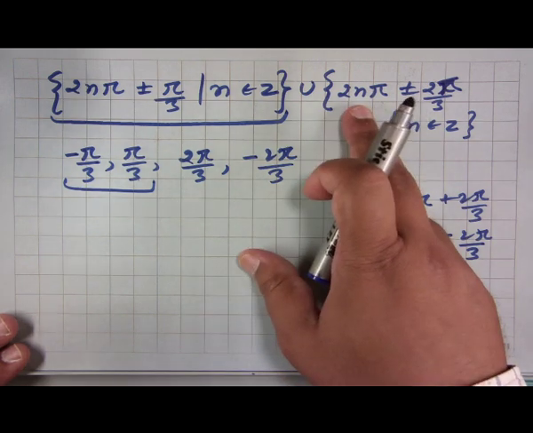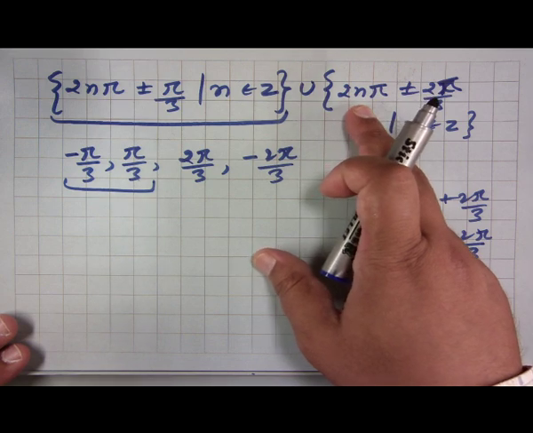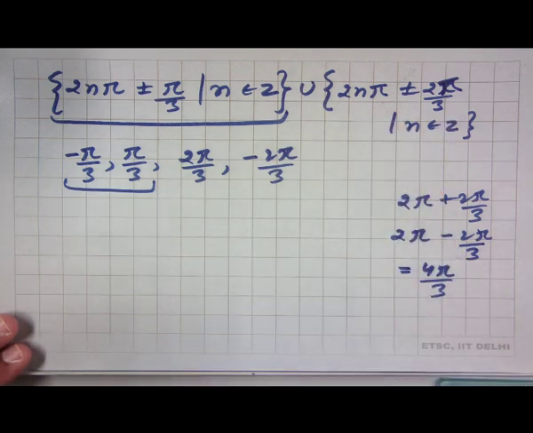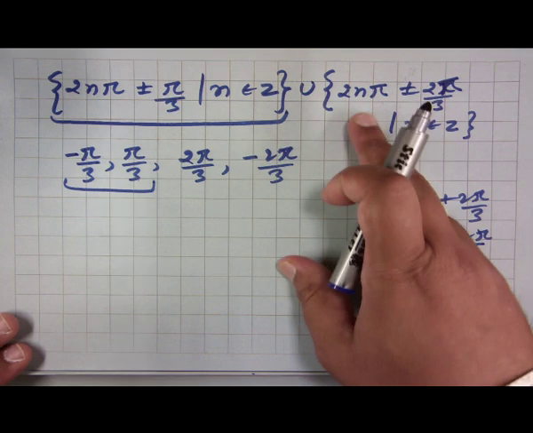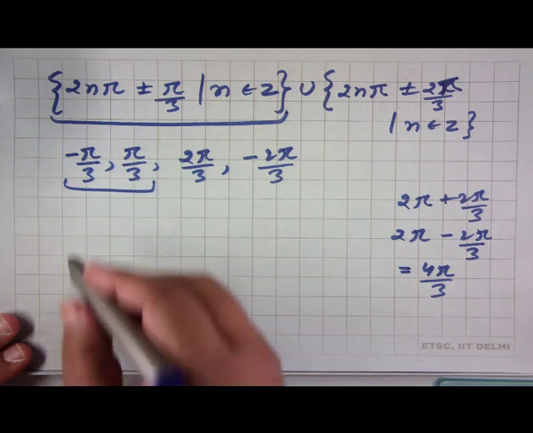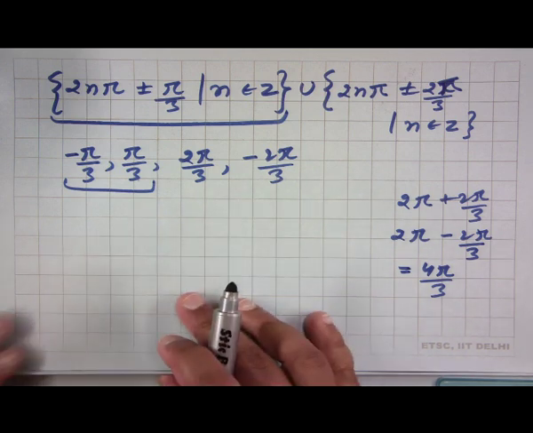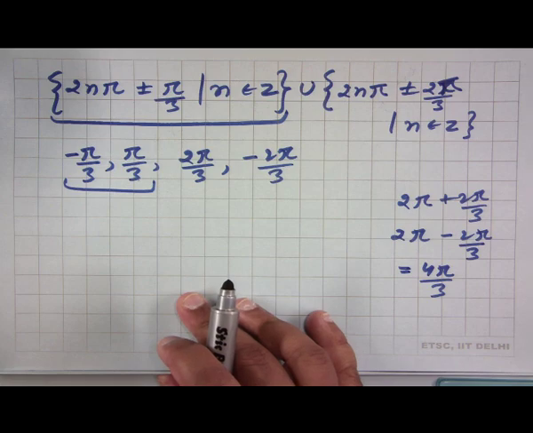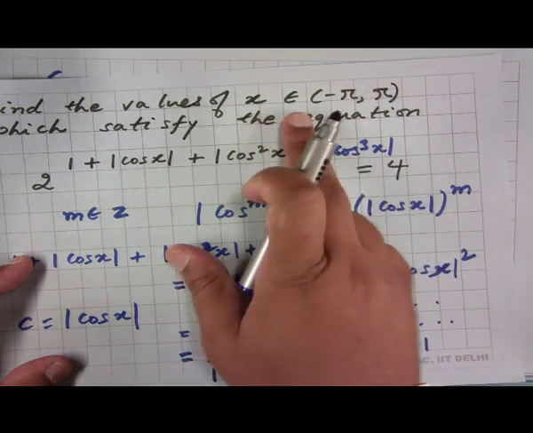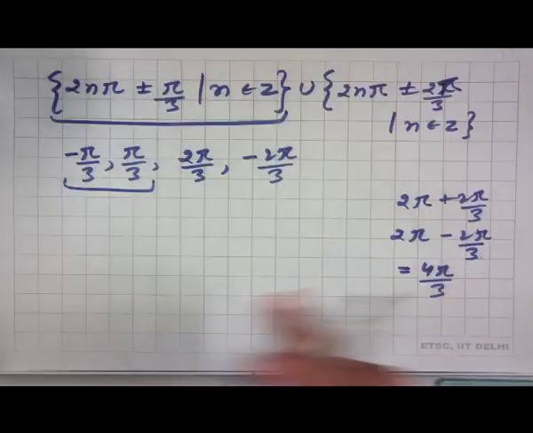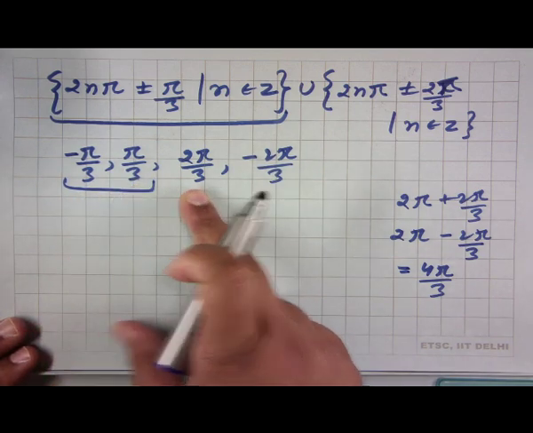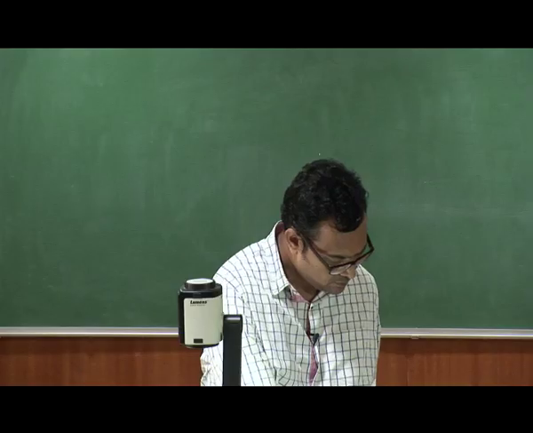Similarly, for n equal to 2 and further also, the solution here will not be lying in the interval minus pi to plus pi, and the same thing will hold for n equal to minus 1. Therefore, the final answer is that the solutions to this trigonometric equation which lie in the interval minus pi to plus pi are these four values: minus pi by 3, pi by 3, 2 pi by 3 and minus 2 pi by 3.